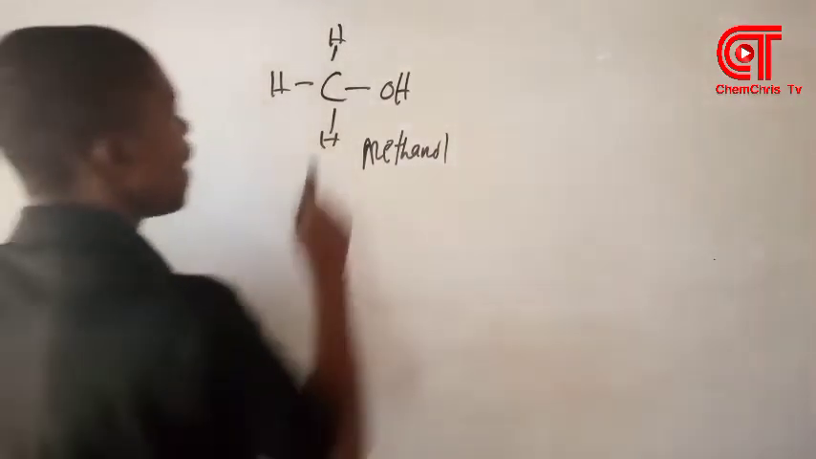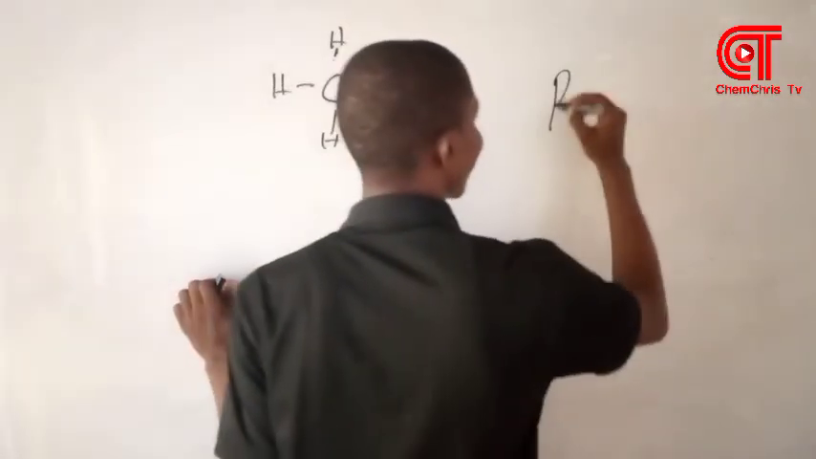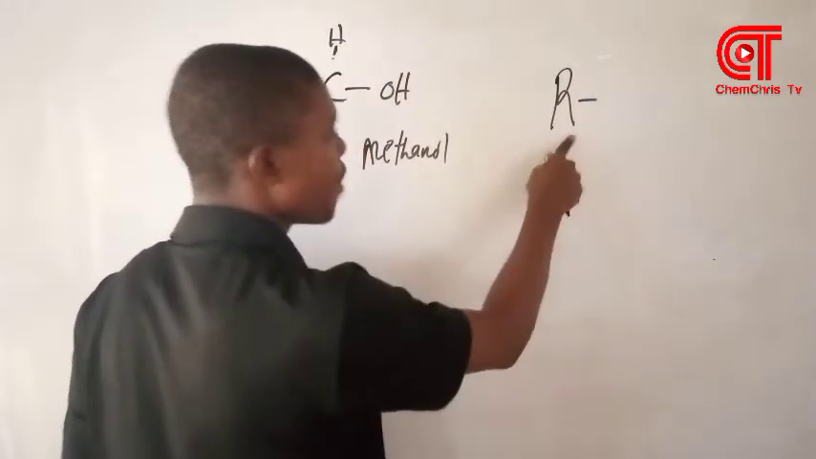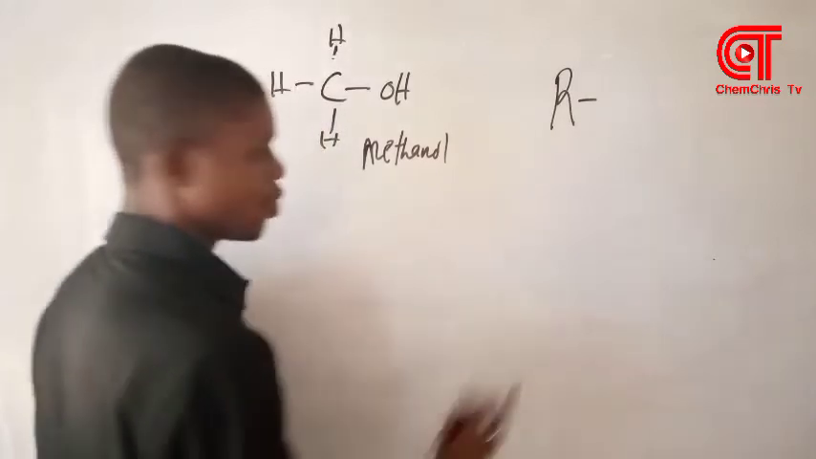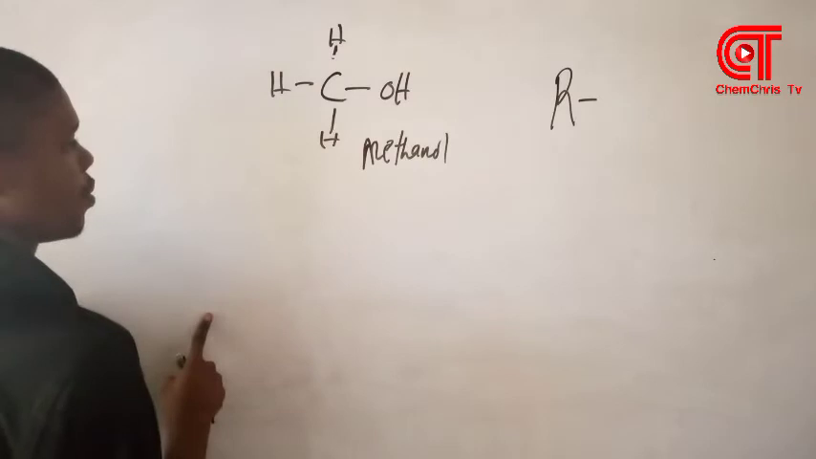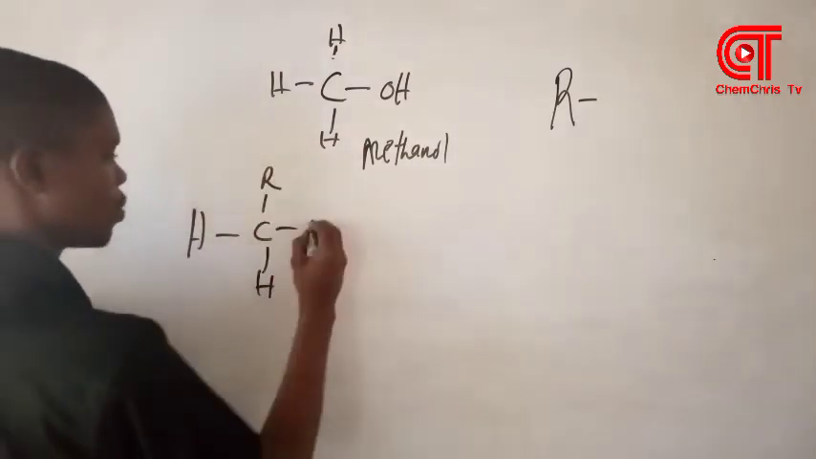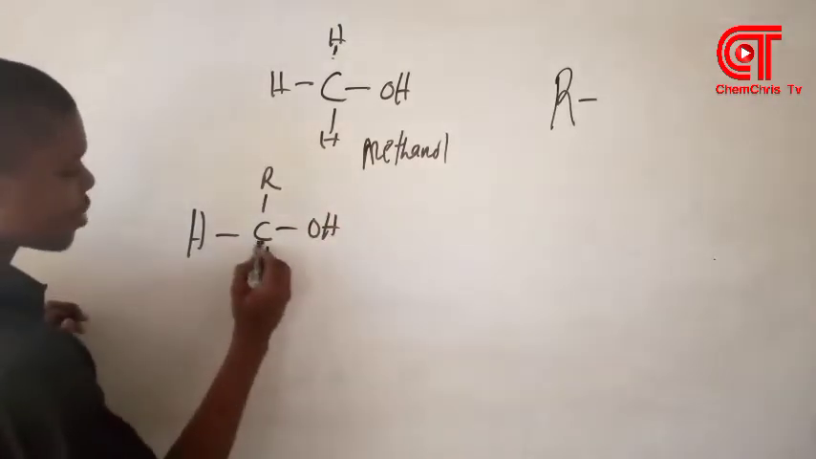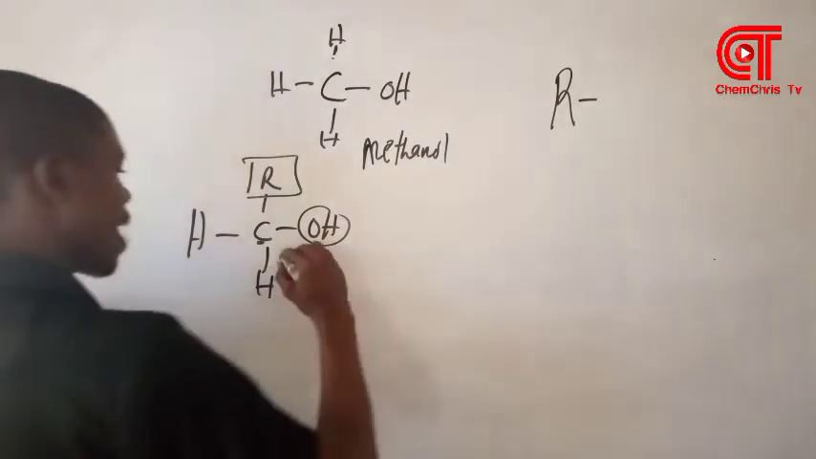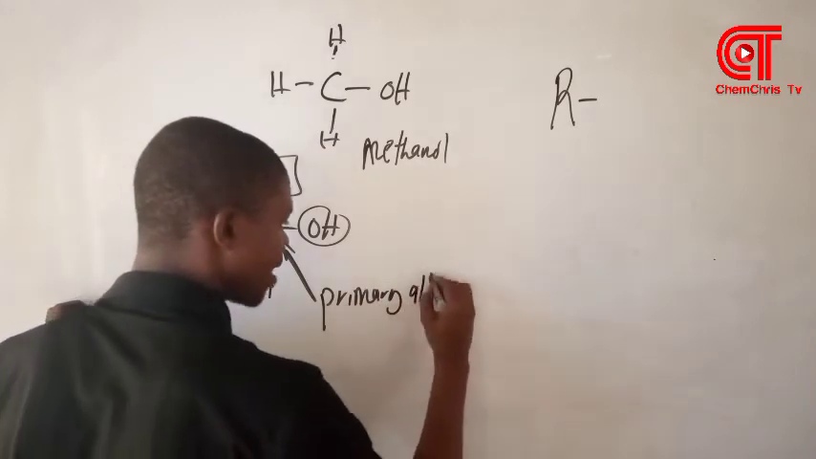Do you get that? Now, if one of the hydrogens is replaced by an alkyl group, and remember I told you that alkyl is what we call an alkyl group. It can either be a methyl, ethyl, propyl, butyl, anyone. So for example here, if you remove one of the hydrogens and put it like this, here we have H, OH. Now the carbon atom carrying the OH has one alkyl group. Because of that one alkyl group, it is called a primary alkanol.